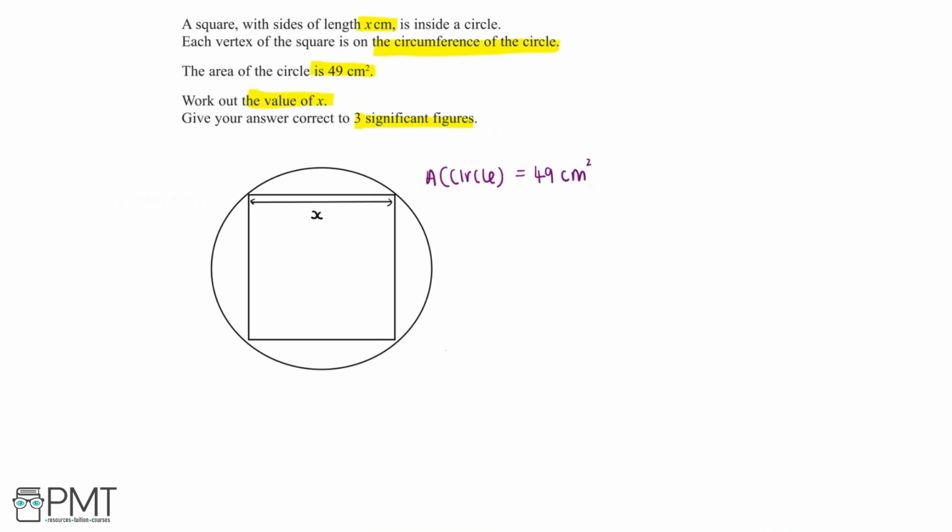Now to find the value of x, we can use Pythagoras. By joining the two opposite corners in our square, we can see that we now have the diameter of the circle. And we've now ended up with a right-angled triangle, which we can use to find x.